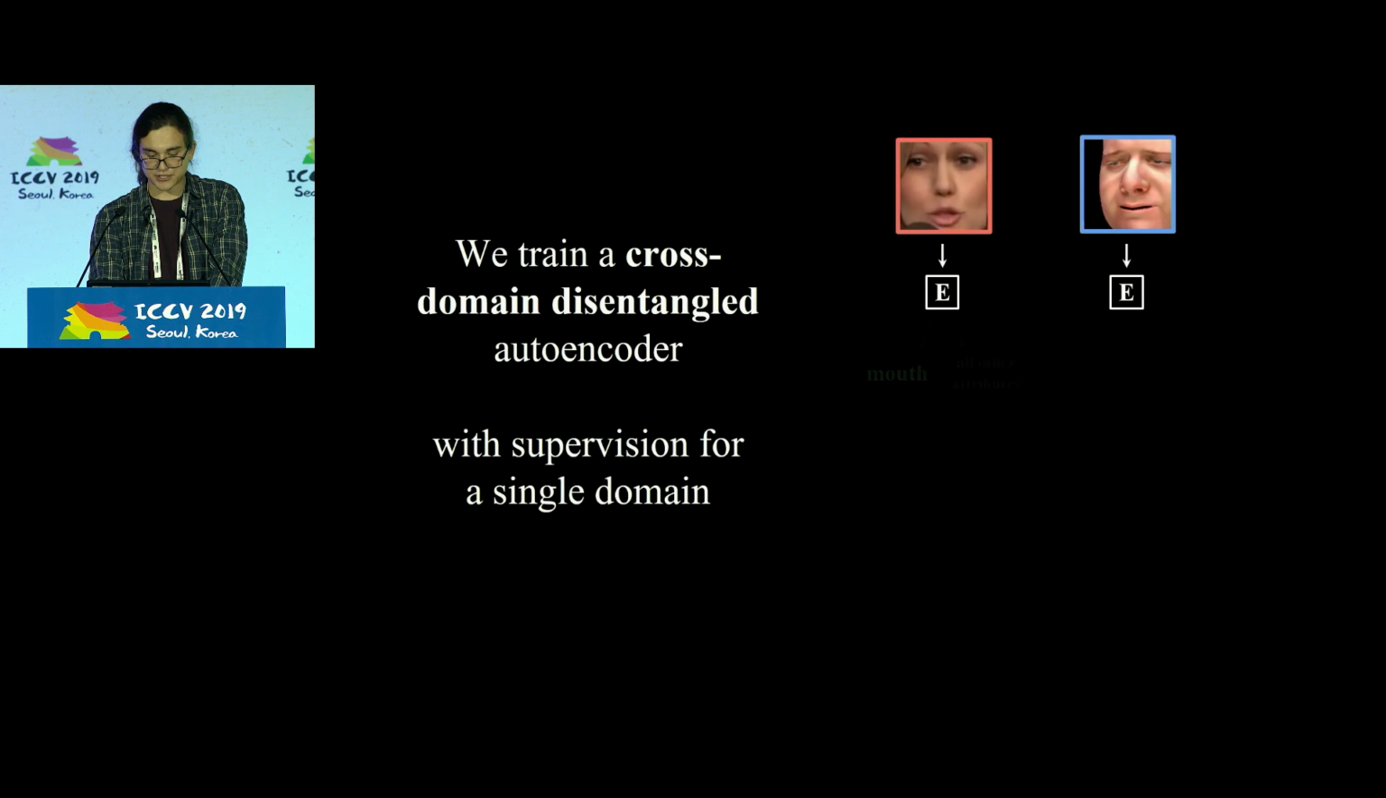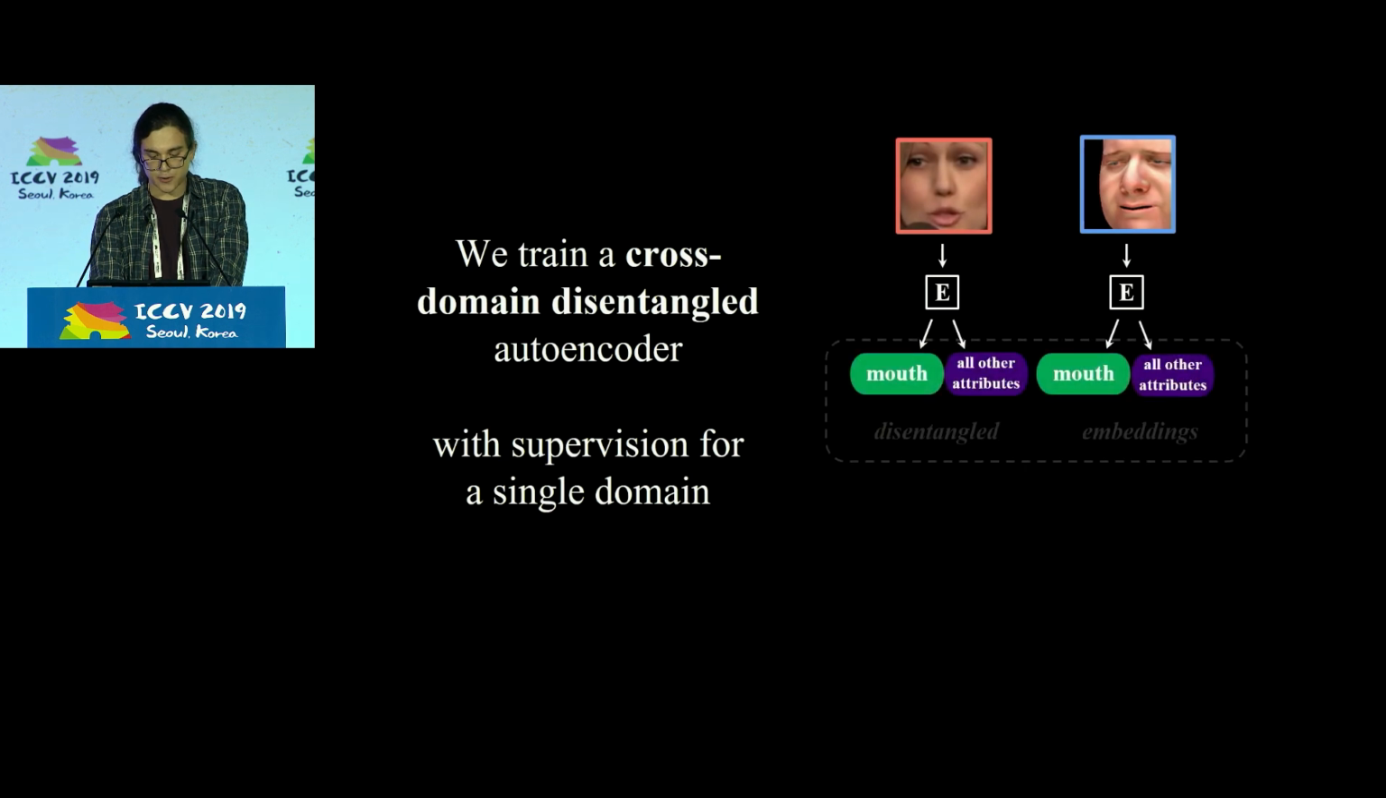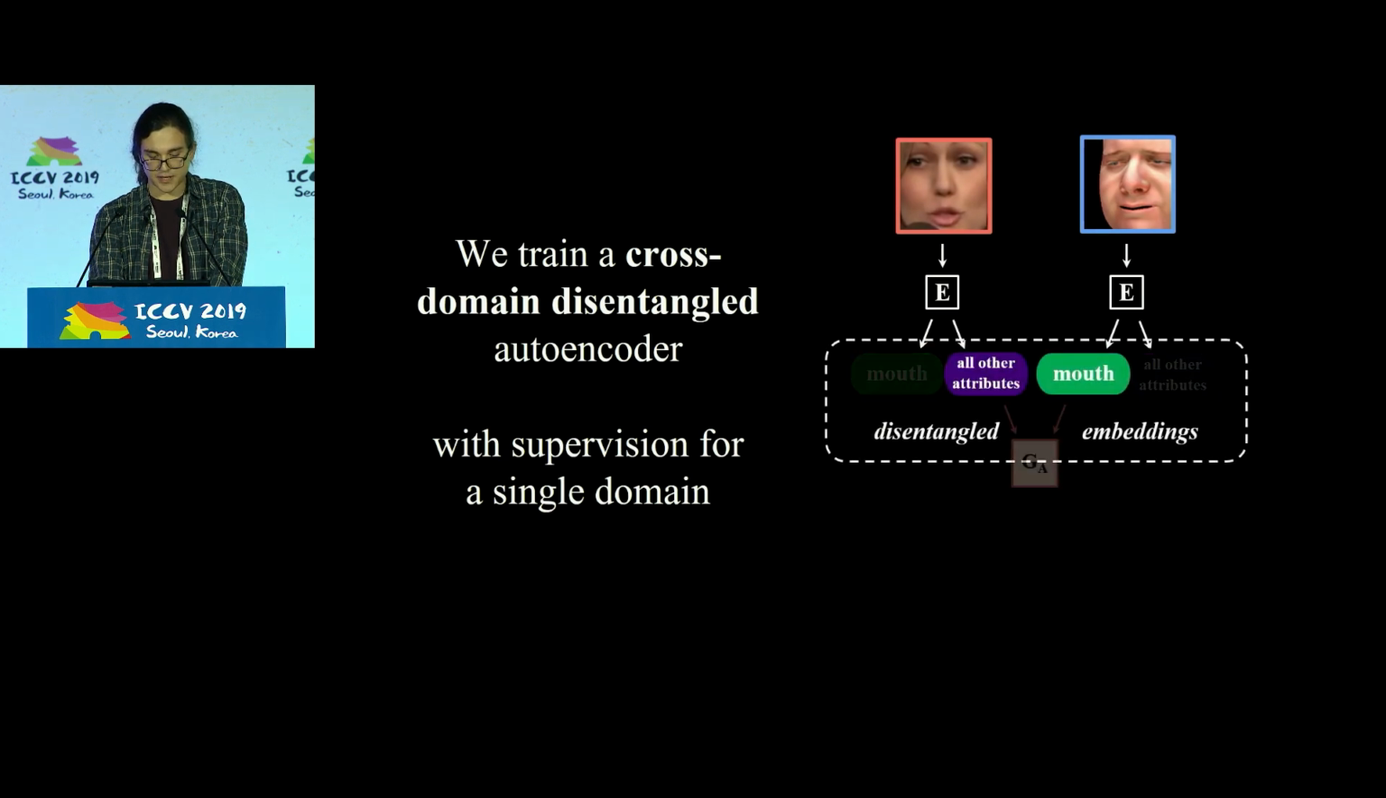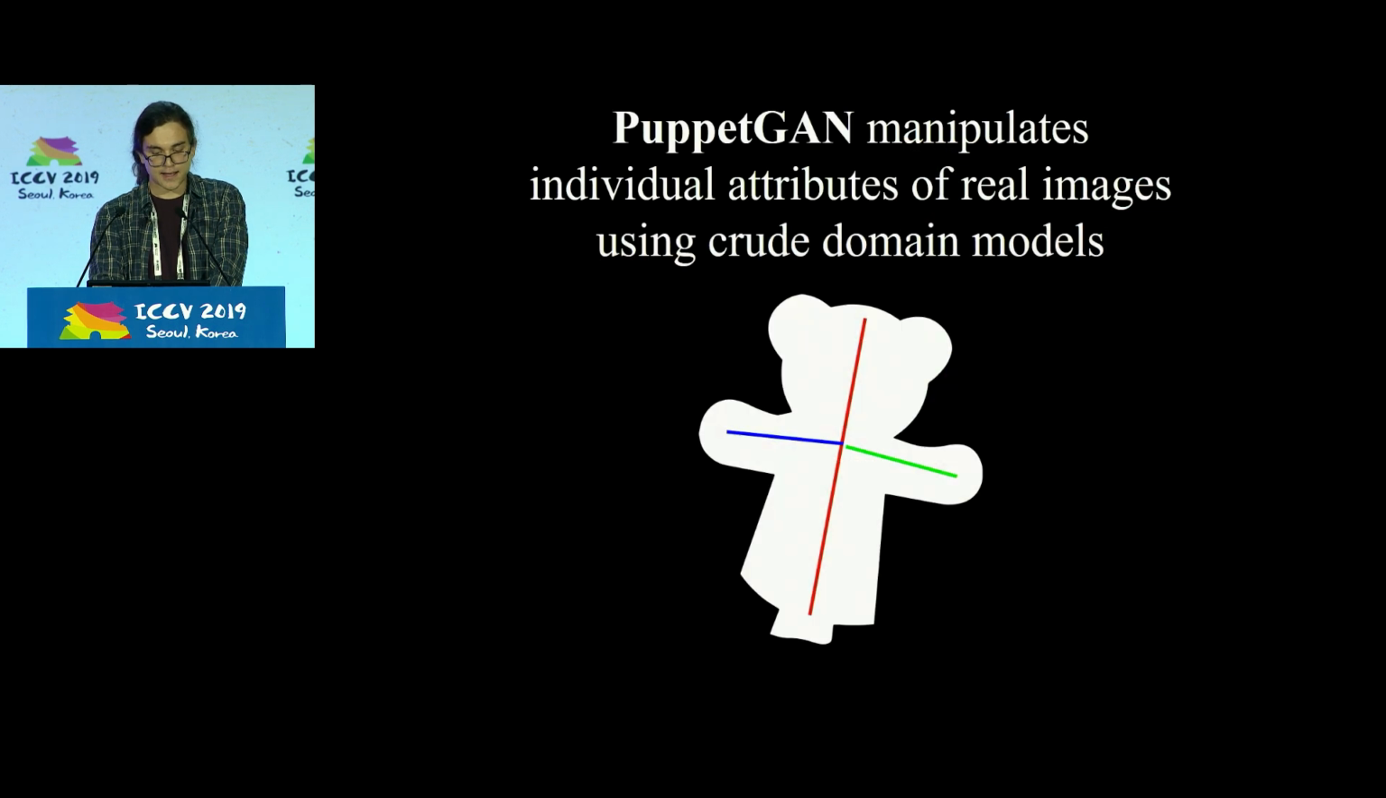We jointly train a shared disentangled autoencoder. We use explicit supervision on the synthetic domain, and on real images we enforce several common sense constraints for how multiple consecutive attribute manipulations should interact with each other. This gives us a model that can manipulate real images using very crude domain models. Just like a puppeteer uses their hand, a crude model of a body, to manipulate a puppet, hence the name PuppetGAN.